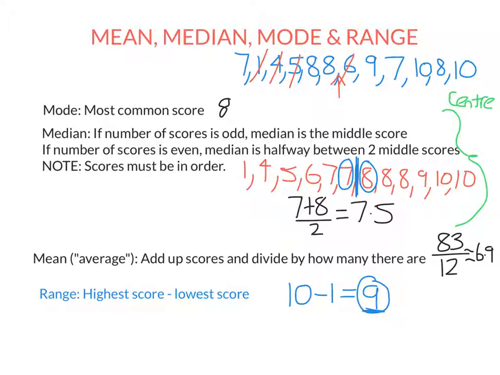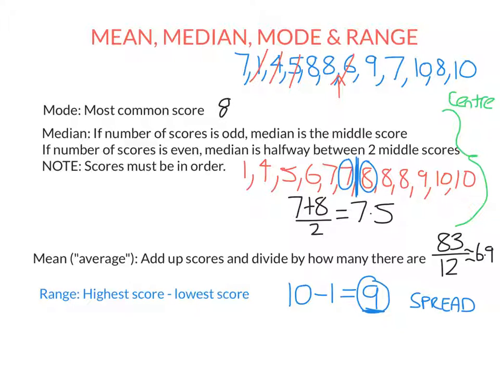So unlike the mean, median, and mode, which measure the center of the data, the range measures the spread of the data. It's supposed to give an indication of how close the data is together. It doesn't tell you about the center point of the data. So a high range means there was a large difference between the top score and the bottom score.